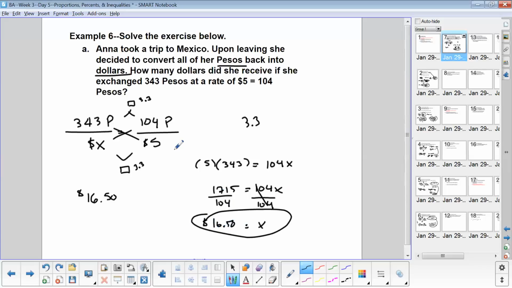So dollar amount would be $16.50. Now I could ask for the unit rate. I didn't ask it in this, but if I know that there's 104 pesos per $5, then I could divide 104 by 5 and get approximately 21 pesos per $1.